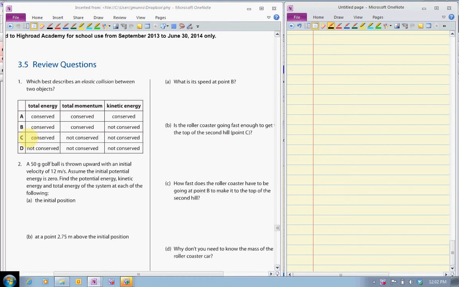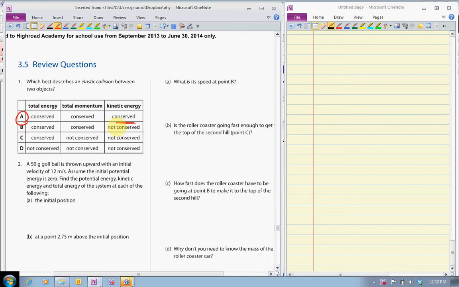In review question 3.5, number 1, it says, which best describes an elastic collision? An elastic collision has conserved total energy, conserved momentum, and conserved kinetic energy. This is the difference right here. It's the kinetic energy. Because in any collision, momentum is conserved and total energy is conserved, but not so for kinetic energy.